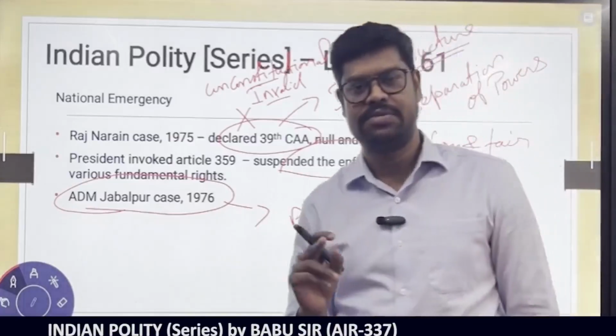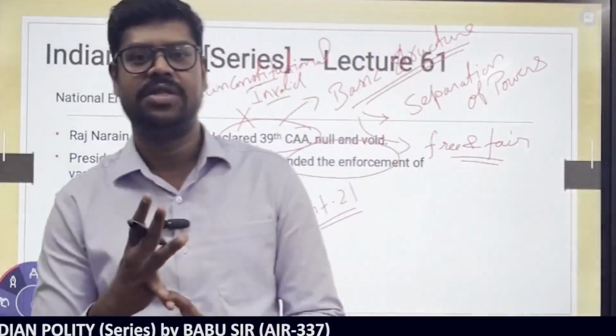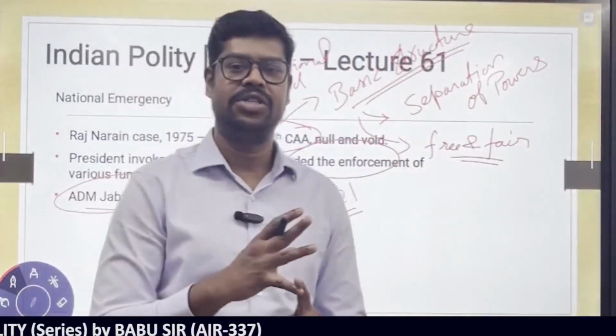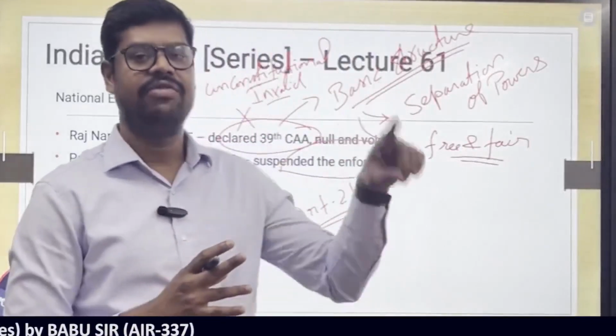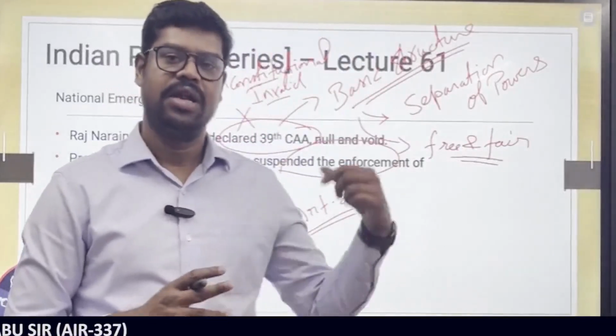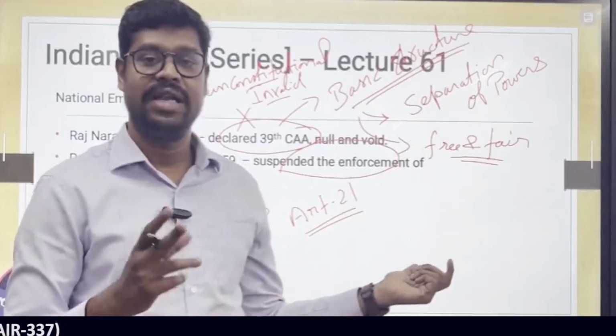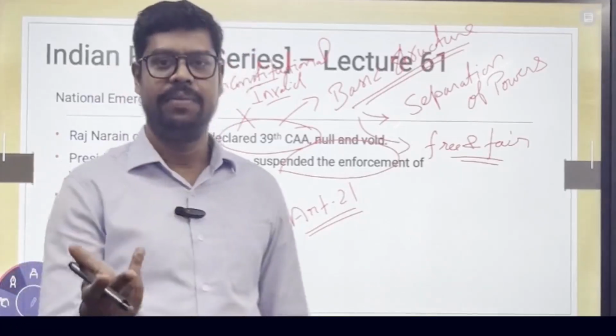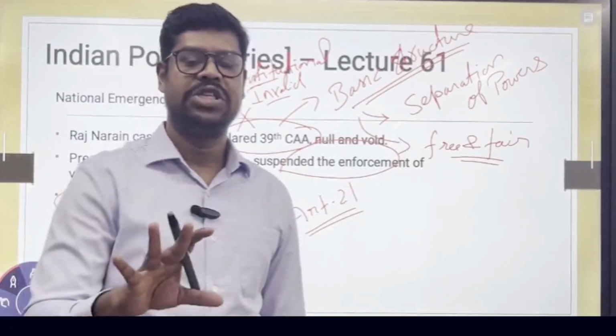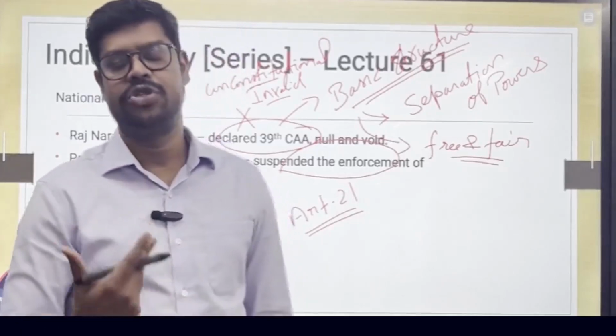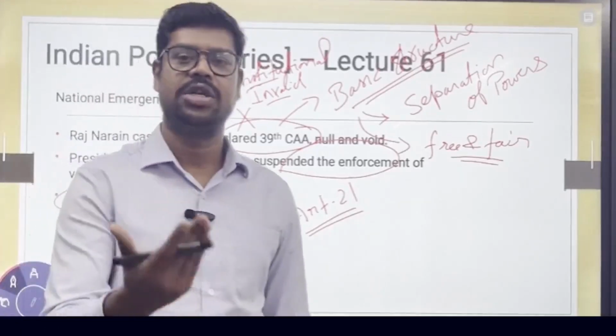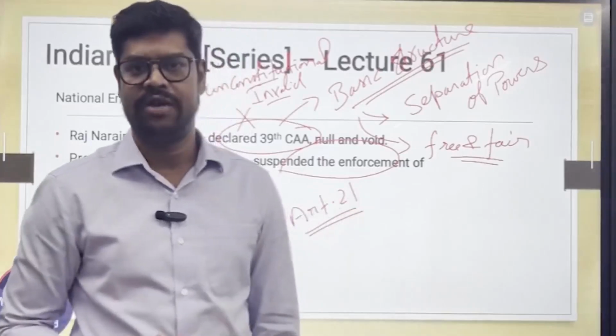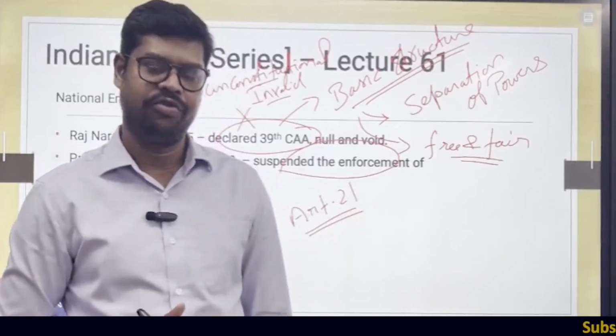Therefore, under such circumstances, when there is a national emergency and, as a precondition to national emergency, Article 359 is invoked, and if the right to life and liberty is deprived, even if it is deprived illegally and arbitrarily, the court is not in a position to give any remedy, because during national emergency, the fundamental rights and their enforcement can be suspended under Article 359.